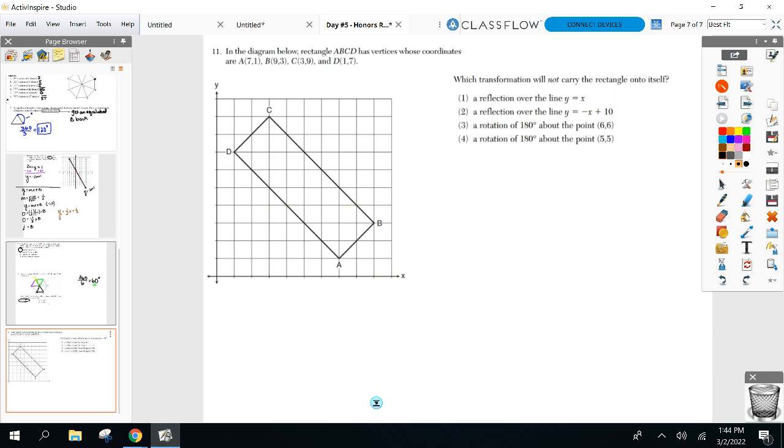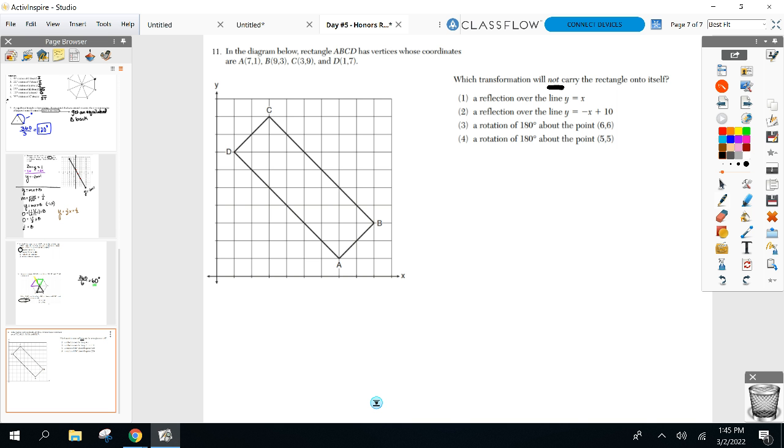Ready to go. So I have rectangle ABCD. I have 4 transformations listed. Which one will not carry the rectangle onto itself? Meaning, which one is going to move this rectangle? I'm not going to see this rectangle in this exact spot again. One of these is going to move it. So let's go through each one right now.